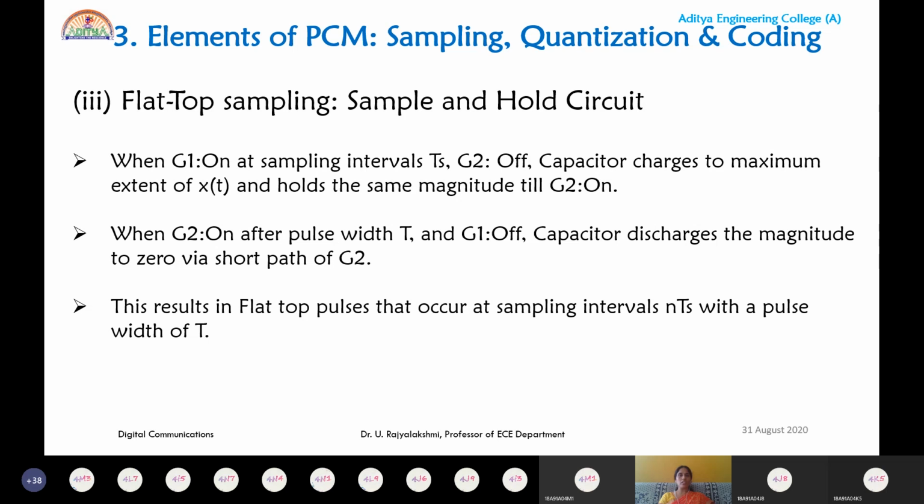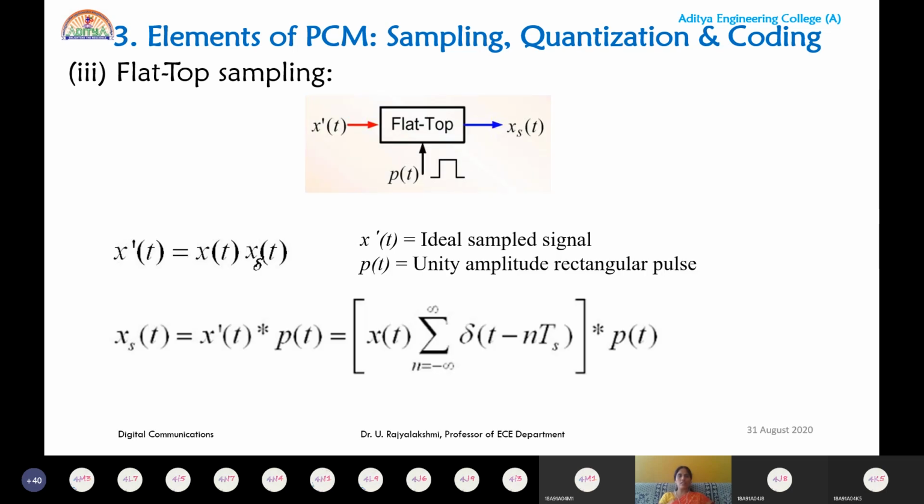This is the working principle. We have seen it in the last class. When G1 is on, G2 is on. G1 is on at sampling intervals and G2 is on after a time interval of width tau. Now we have also seen the time domain description of the flat top sample signal. So how can we generate the flat top sample signal? By using a sample and hold circuit.